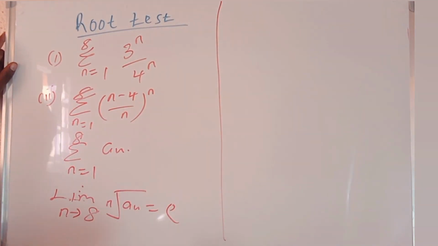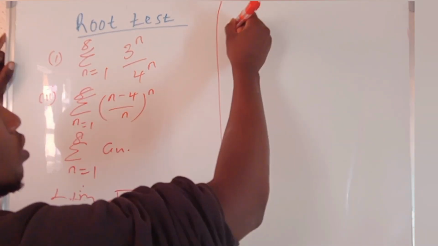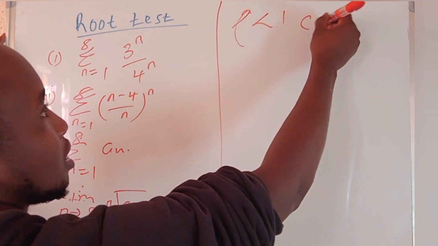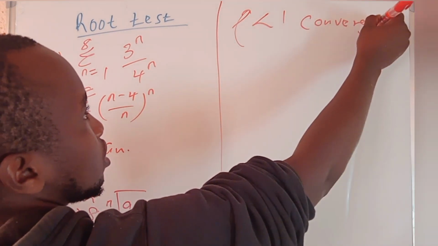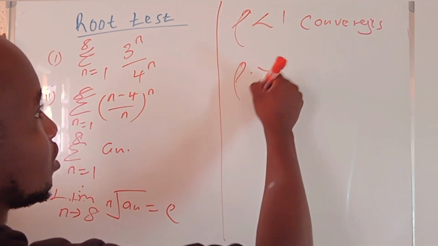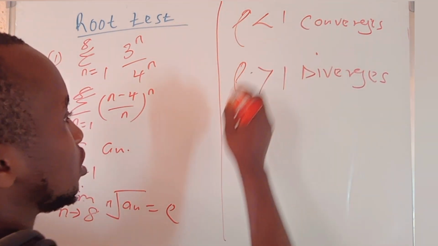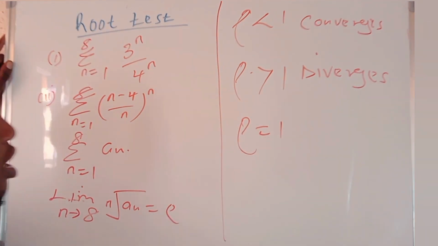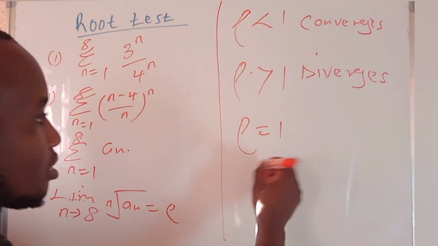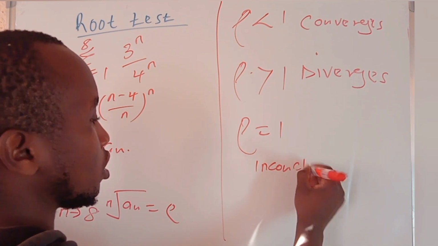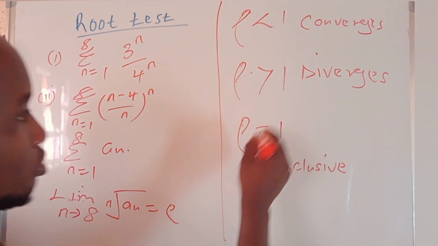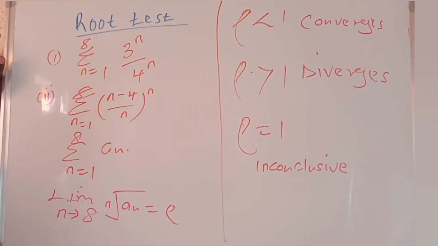So if your rho is less than 1, the series automatically converges. If your rho is greater than 1, it diverges. If your rho is 1, then the test is inconclusive or inappropriate. So we check example 1 and example 2.